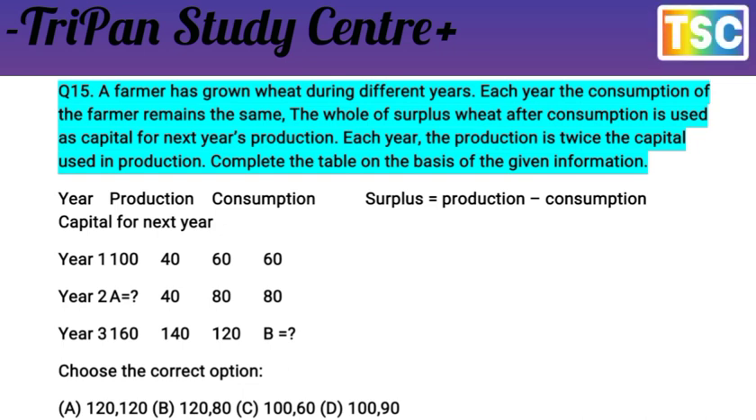The years here: first year 140, 60, 60. Second year 40, 80, 80. And third year 160, 40, 20, and the B here. Choose the correct option. Here surplus is equal to production minus consumption, capital for next year.